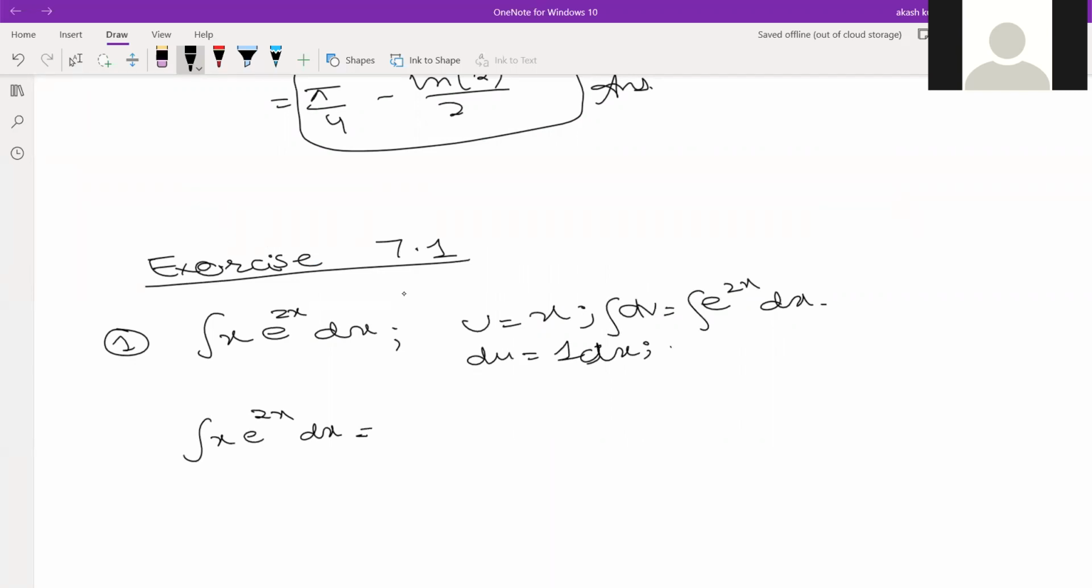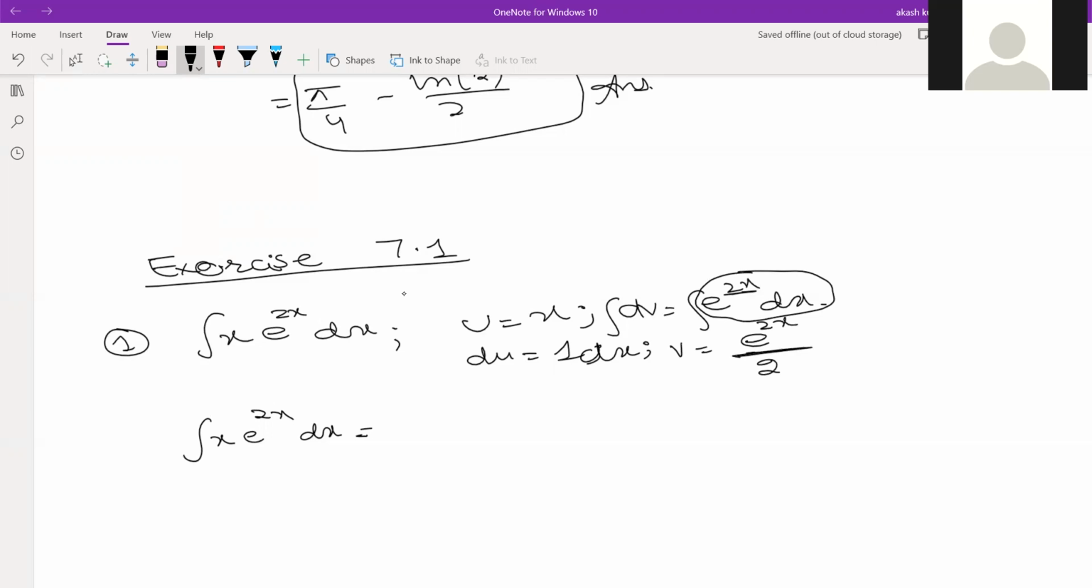The integral of dv will become v, and the integral of e raised to the power 2x is e raised to the power 2x divided by 2. If we take the differential of it, it becomes 2 e raised to the power 2x, because we are multiplying whatever is in the power. We take its differential and then we multiply it. In the integral, it's opposite. Whatever it is in the power, we differentiate it and then we divide it by whatever the function is.